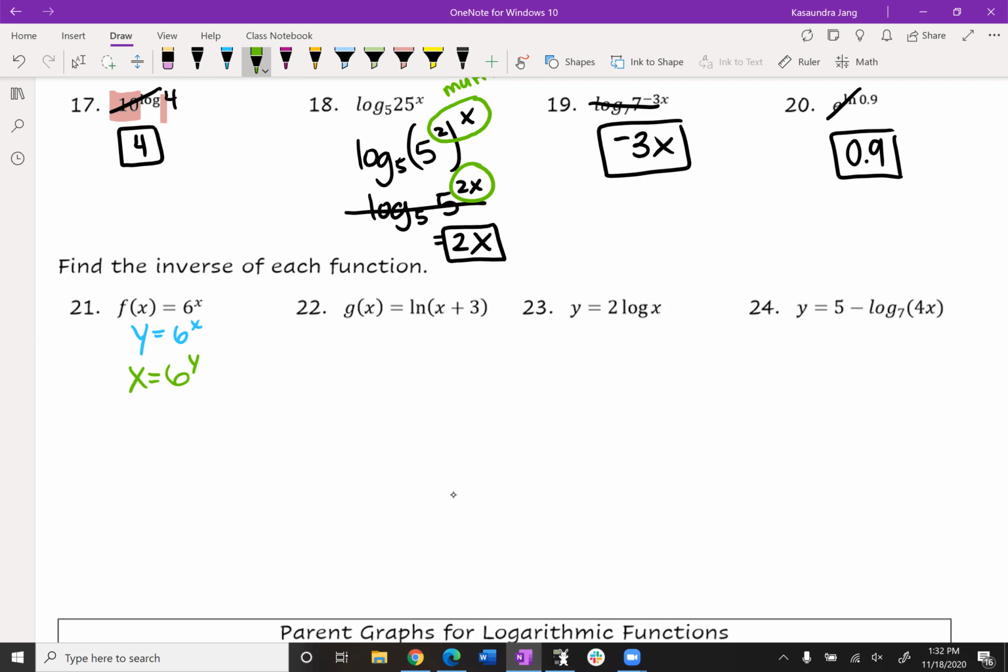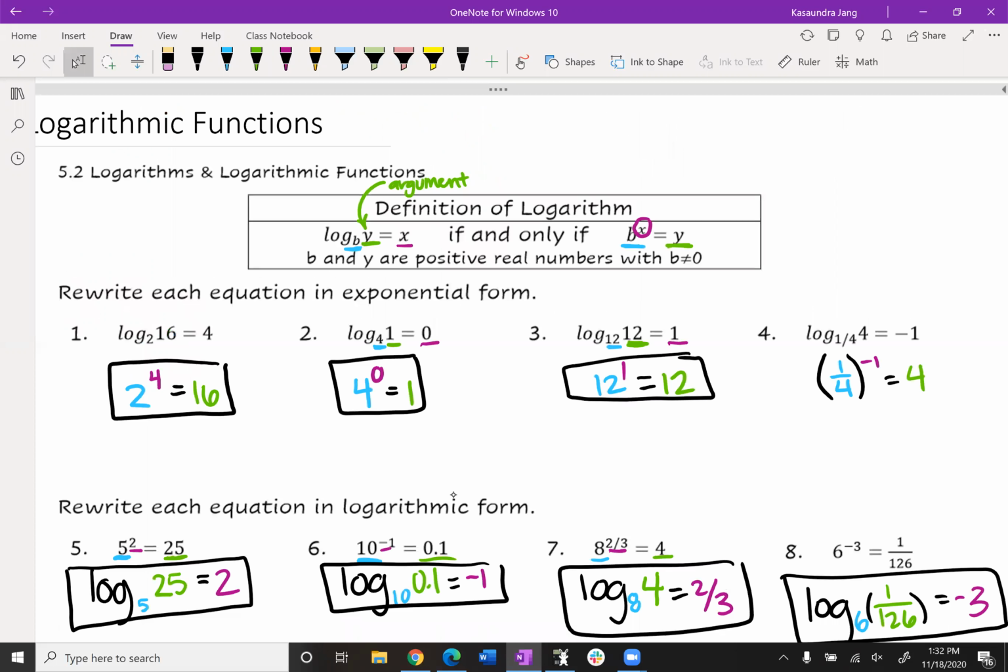But small problem, that y is up in the exponent. All right, so Giovanni, do you remember how to solve for the exponent? No. Let's look back. Here we go. These are our notes from yesterday.